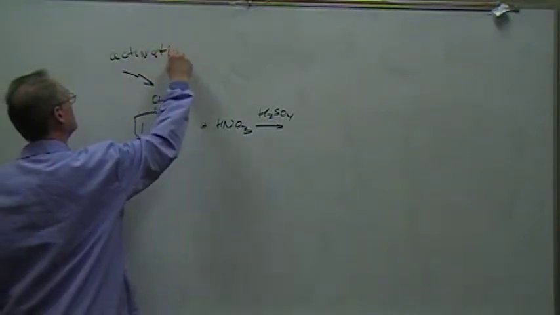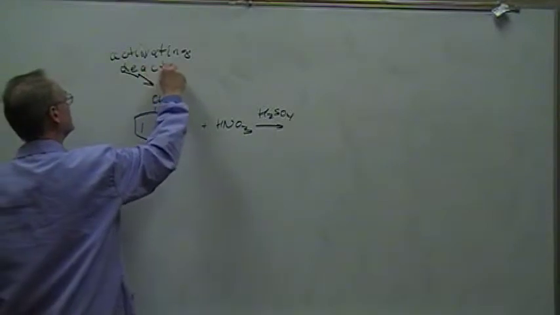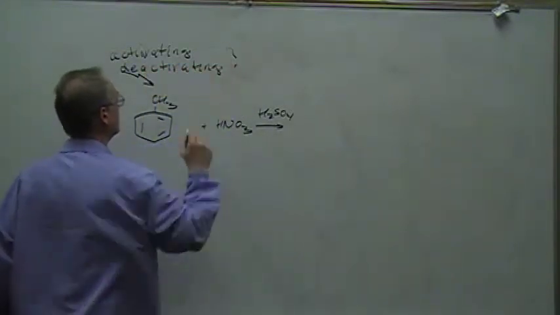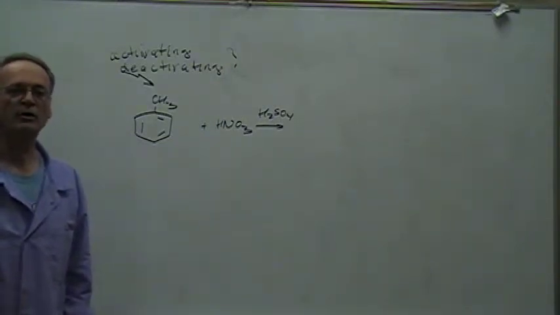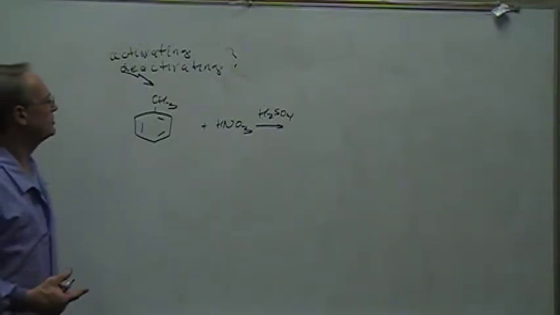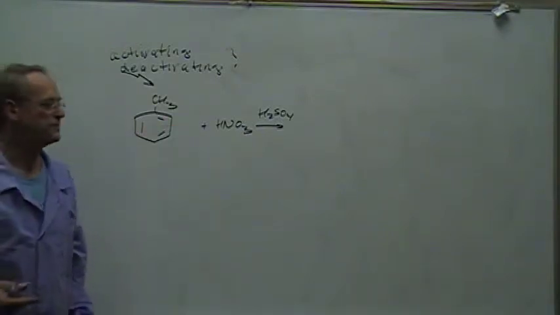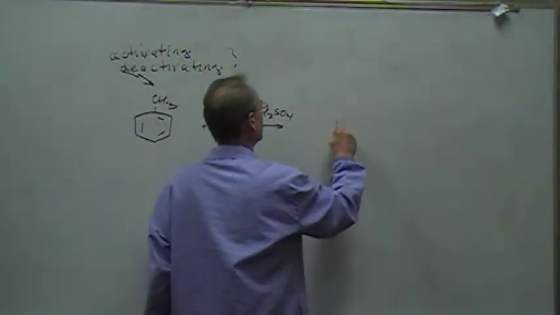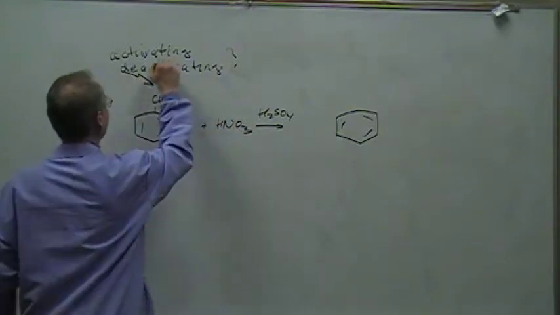Activating or deactivating. Does it make the reaction happen faster than it would if the methyl group weren't there, or slower than it would if the methyl group weren't there? And then the other question we have to ask ourselves is, where on the benzene ring is the new group going to attach? Well, it turns out that when we do nitration on toluene, we end up with a reaction that's faster than it is with benzene itself. So in fact, it's an activating group.